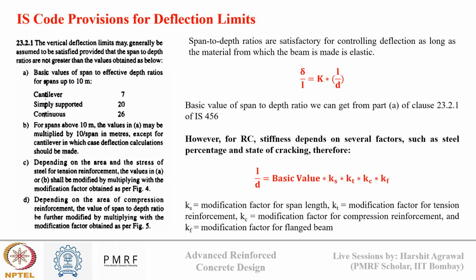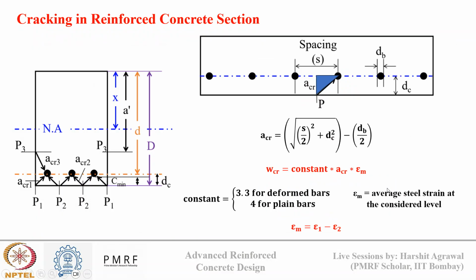Now, calculating deflection every time can be a tedious process. So, just based on the L by D ratio, we can judge whether the total deflection can be kept under control or not. This L by D ratio, as per IS 456, is based on a basic value that we can get from part A of clause 23.2.1, and some modification factors imposed on this basic value based on the span length if it is greater than 10, percentage tension reinforcement, percentage compression reinforcement, and flange to web width.